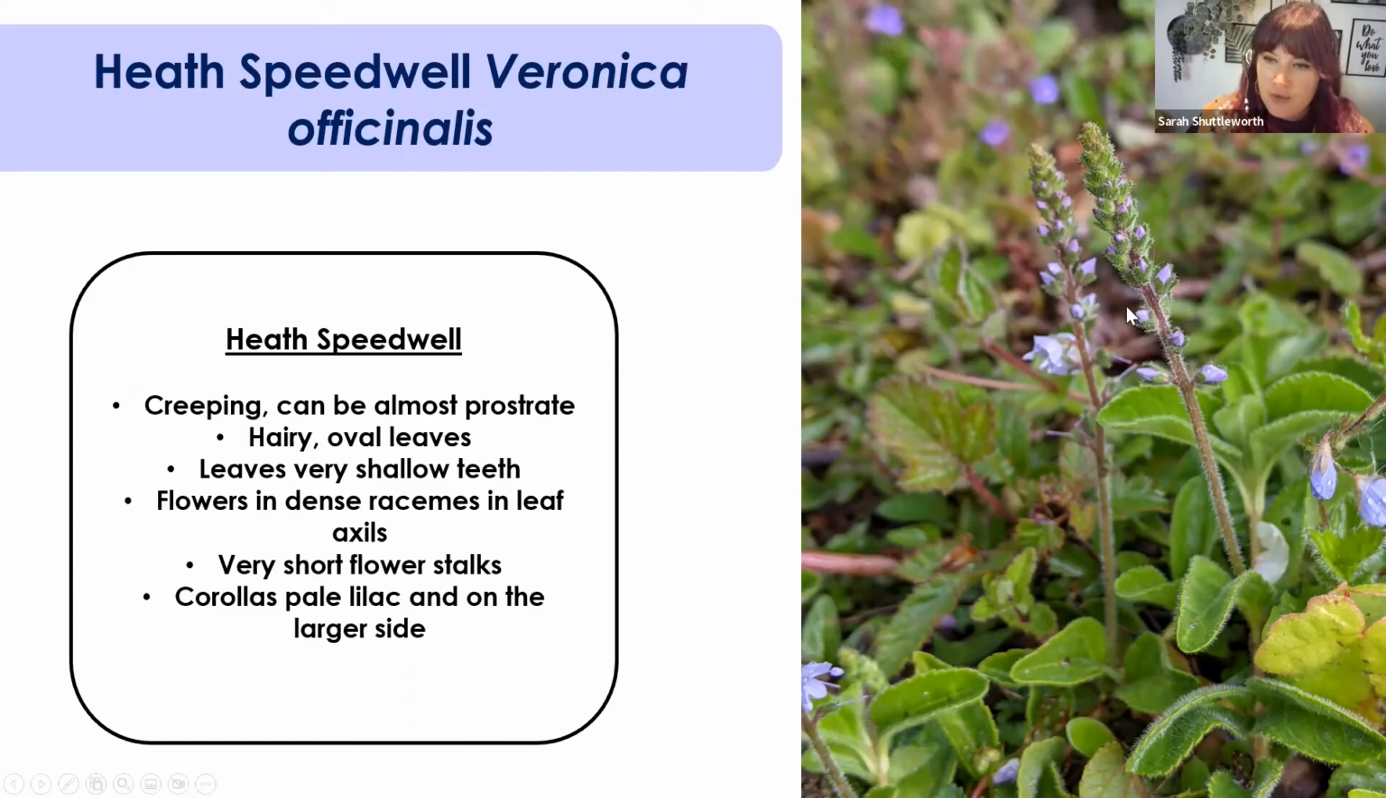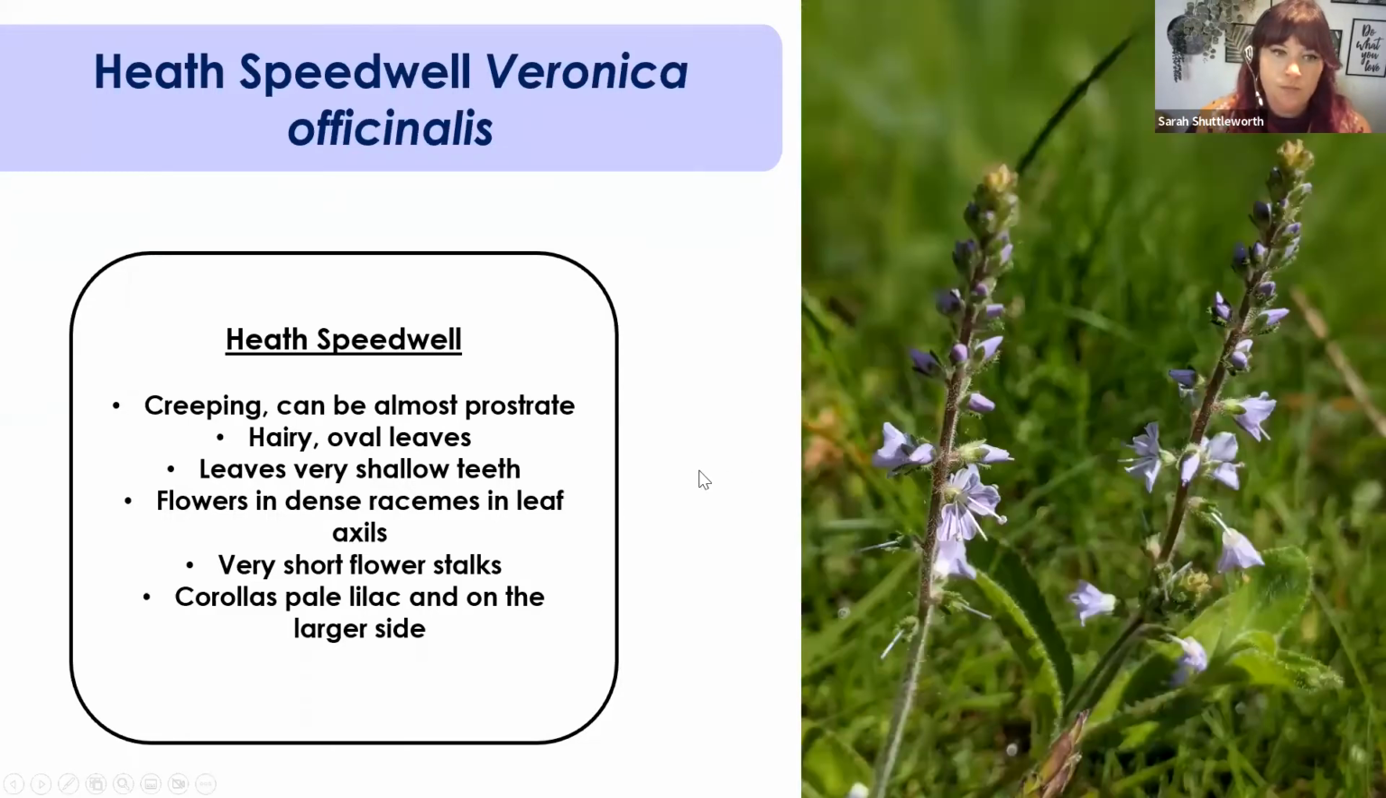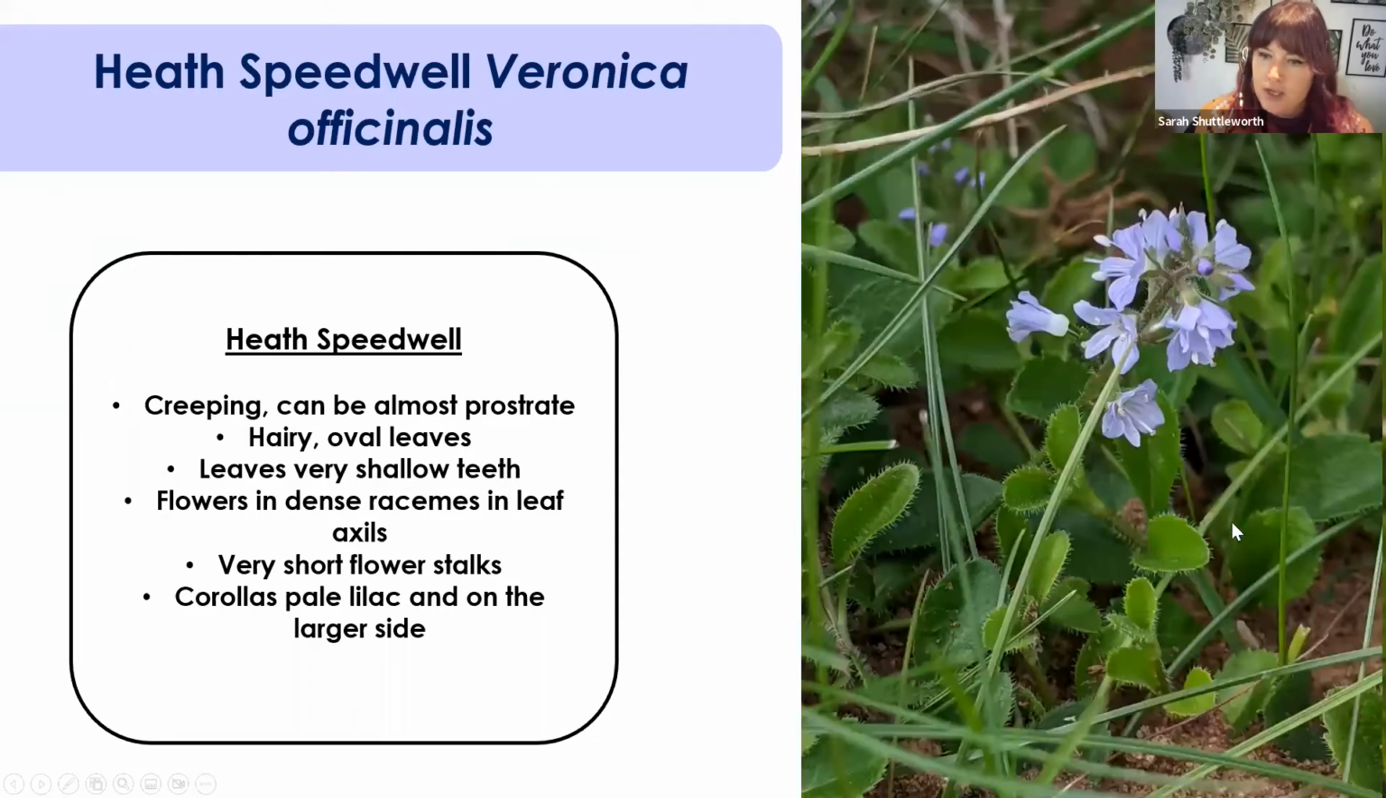And the actual flowers have very, very short stalks on the raceme, whereas something like Germander Speedwell, you've got quite long stalks for the flowers. The corollas, so the flowers themselves, are actually a pale lilac color rather than one of the blues of some of the other Speedwells. So it's quite a pretty color. And generally they're quite large compared with something like thyme-leaved Speedwell.